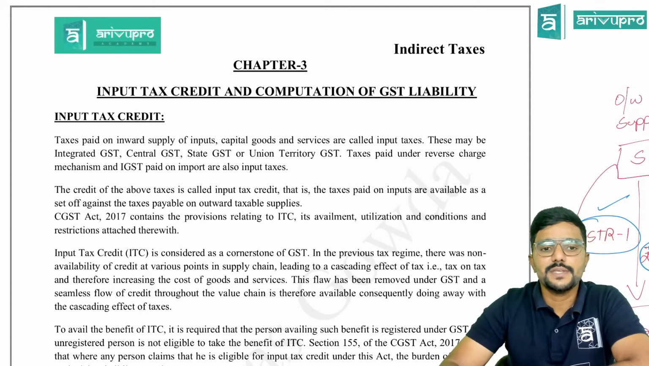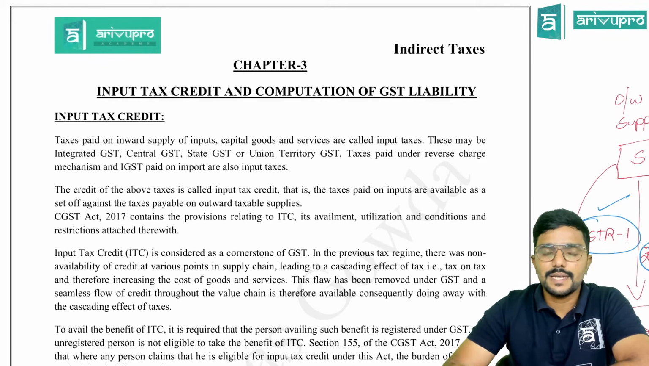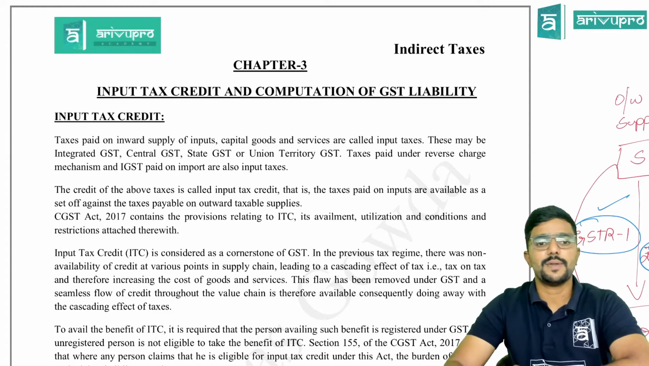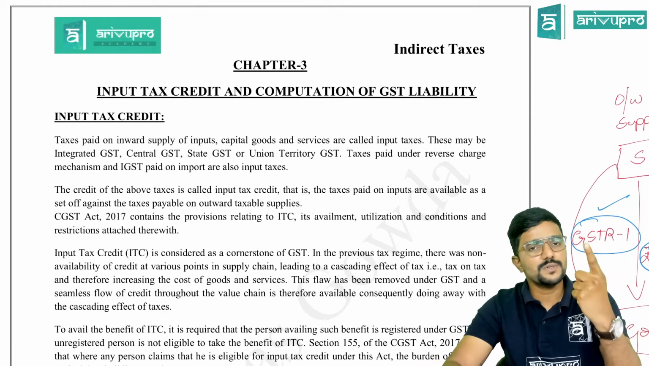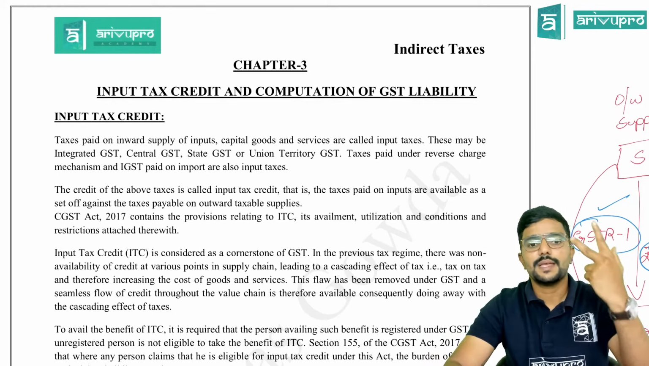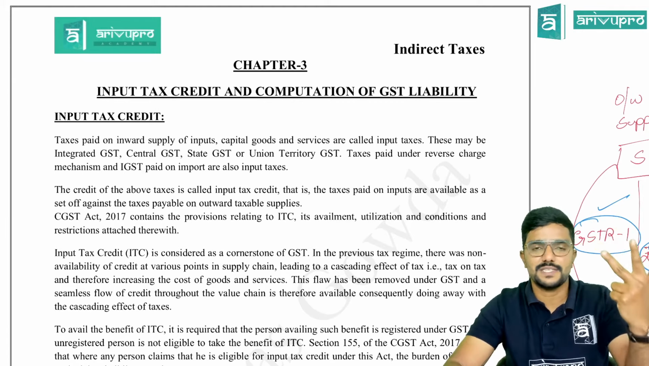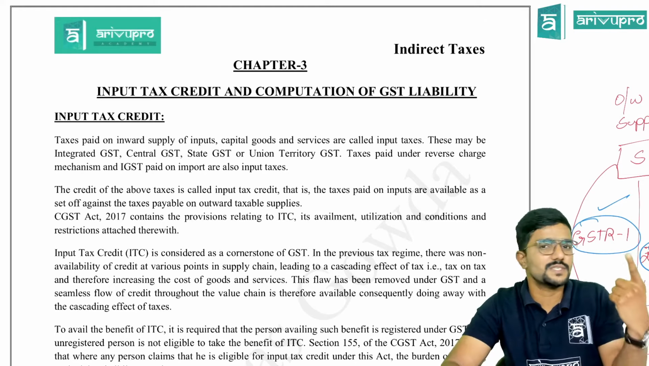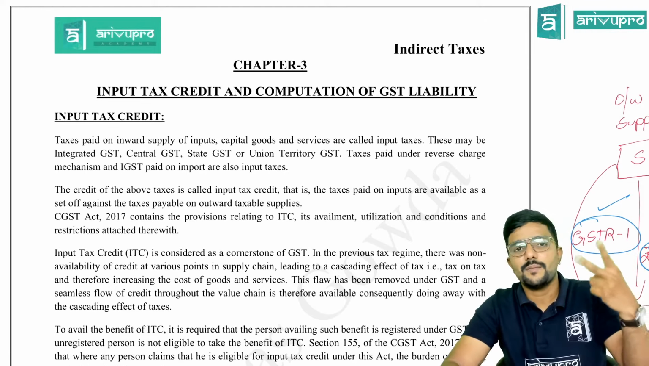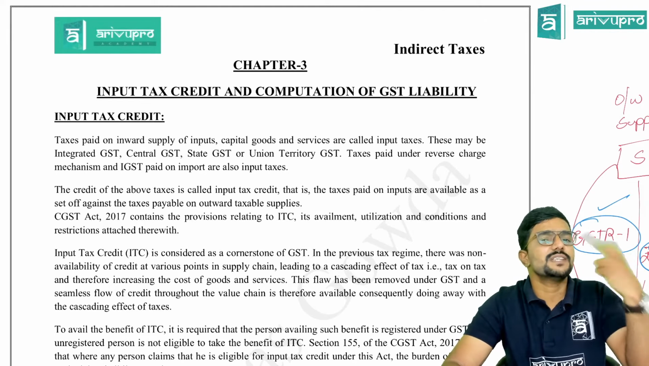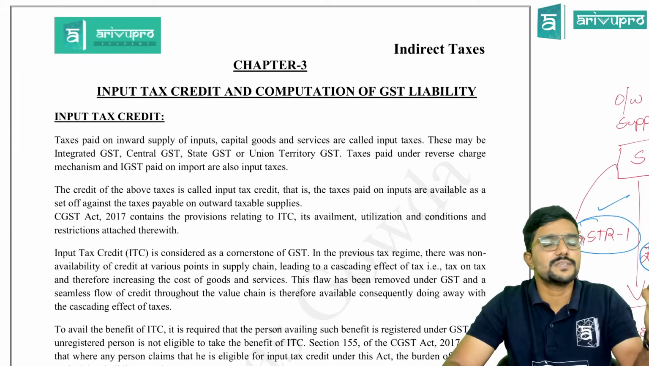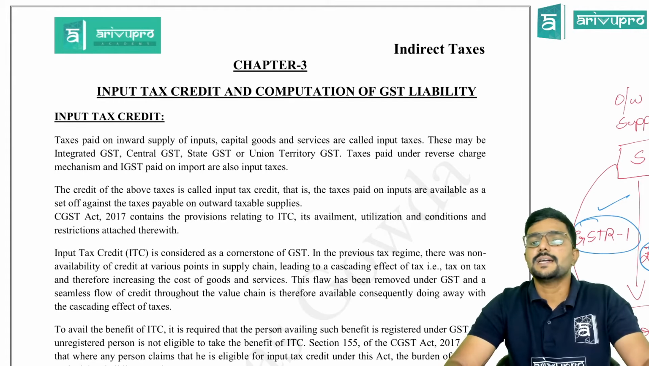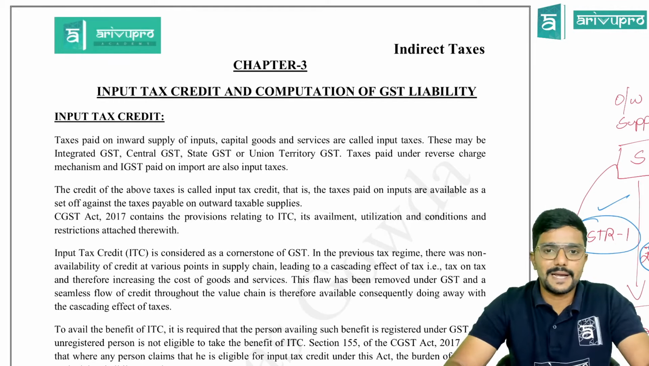Chapter 3, that is input tax credit and computation of GST liability. Input tax credit is for the tax paid on inward supply of inputs. Inputs is nothing but raw materials, guys. Capital goods is nothing but like fixed assets. I'm just telling it in normal terms. In GST language, we call it inputs, which is nothing but raw material, and capital goods, which in accounting terms we call fixed assets. And services are called input services.